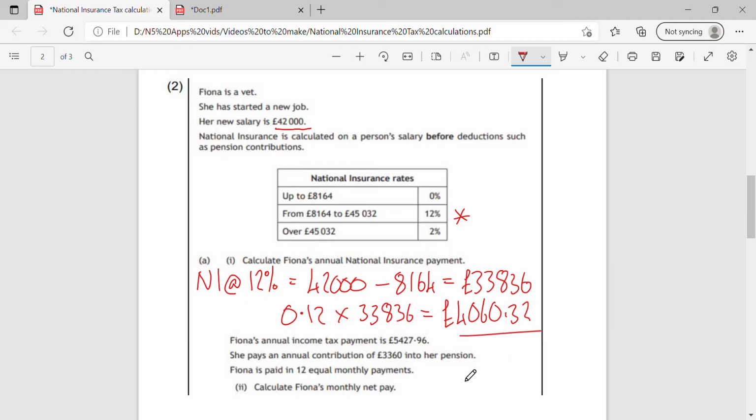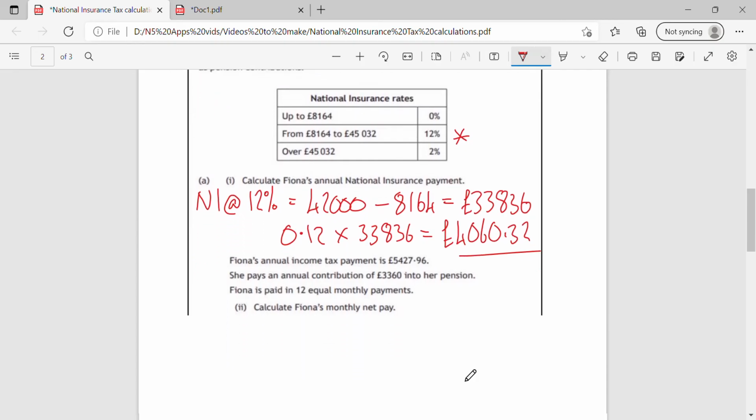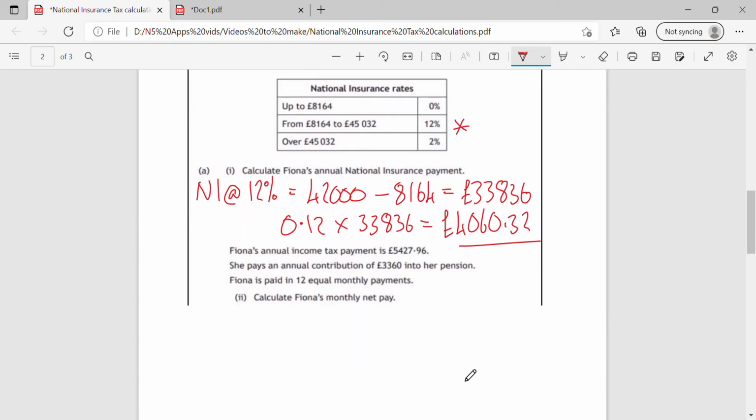Then part B, or the second part, says that this person pays income tax of £5,427.96. She also pays money into her pension. She's paid in 12 equal monthly instalments. Calculate her monthly net pay. So this time it's slightly different. It's not annual net pay, it's monthly. So we're told how much she gets paid annually. We're told how much comes off annually.